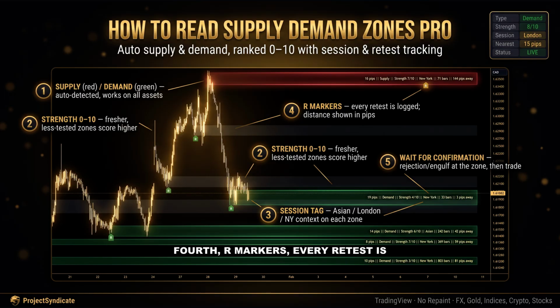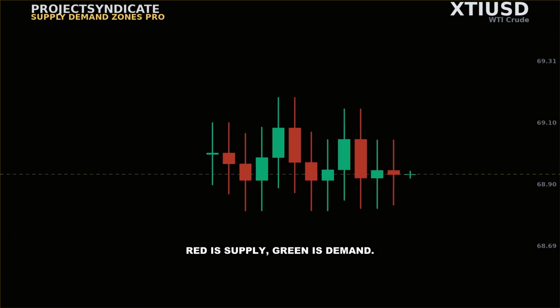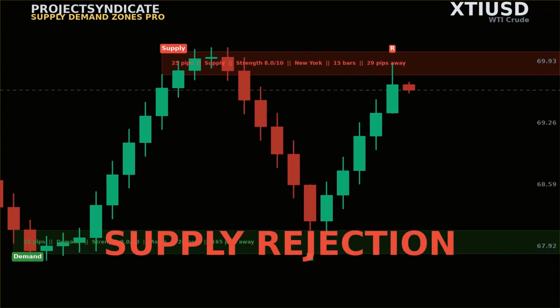Fourth, R markers, every retest is logged, distance shown in pips. Fifth, wait for confirmation, rejection, or engulf at the zone, then trade. And the panel in the corner keeps the context in front of you. Type demand, strength, session, and nearest 15 pips. Red is supply, green is demand.